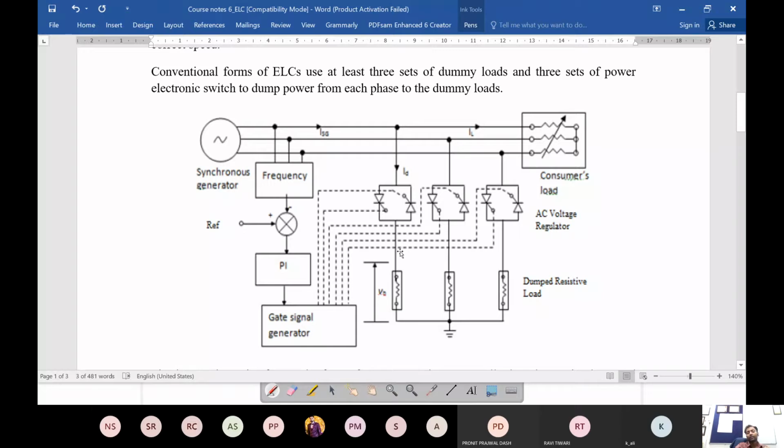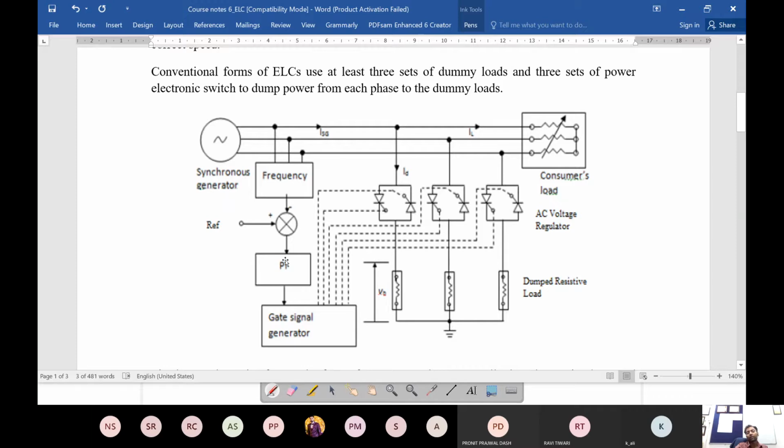As you can see in this conventional scheme, there are three sets of dummy loads, as it says here, a dumped resistive load. It can be a simple resistive load, like a heating coil. As I said many times, in the mountainous regions this is basically used for water heating. The I square R loss which will occur here will appear as heating. So the three dummy loads, one for each of the three phases, are put here.